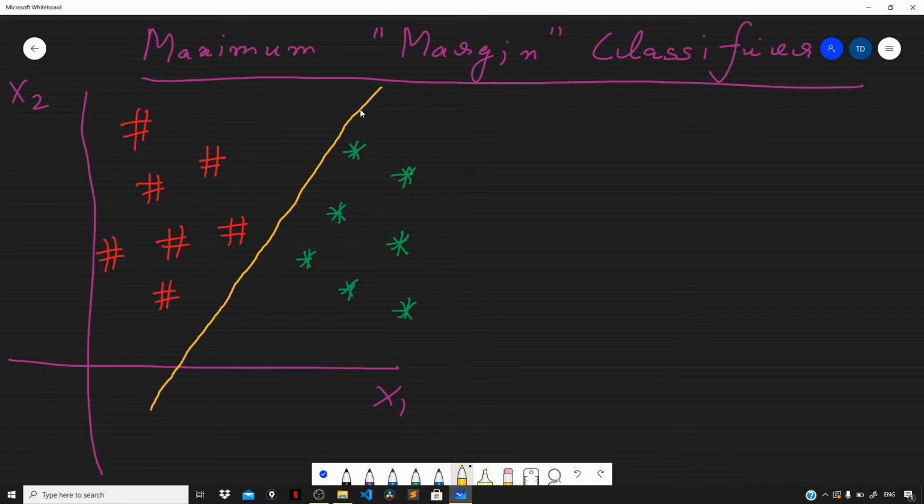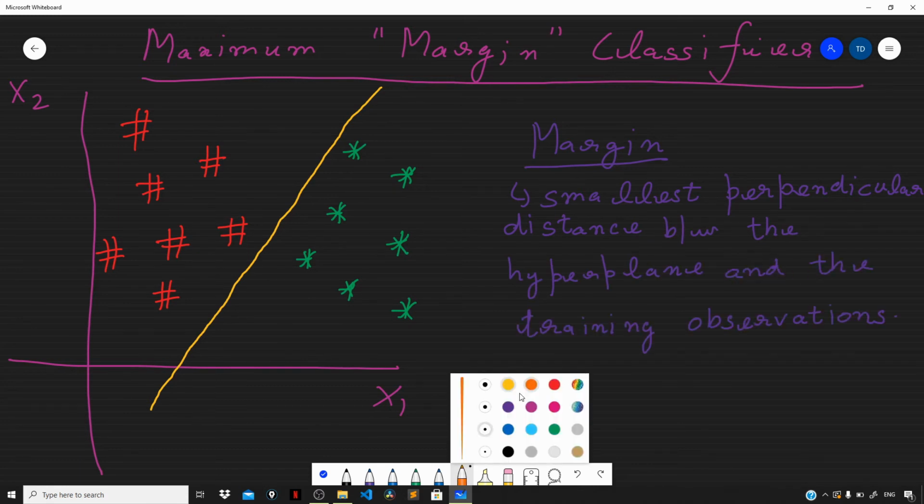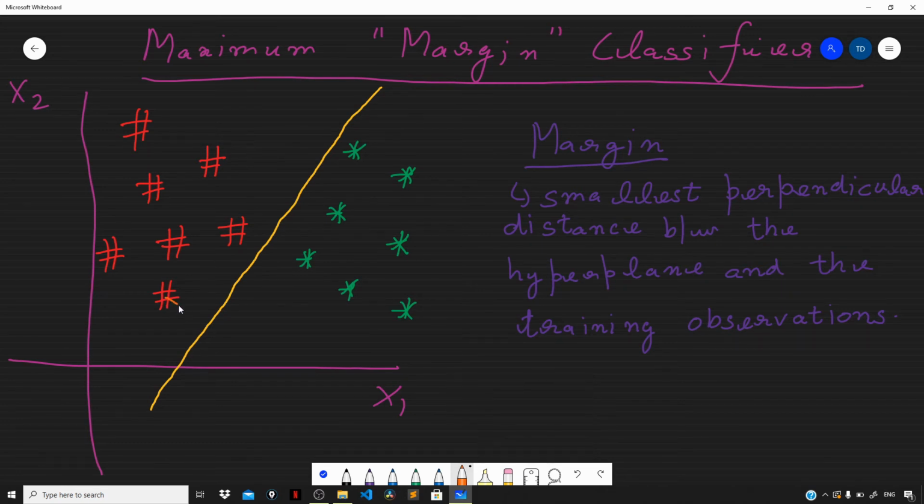So what is the margin here? Margin here simply means the smallest distance between the hyperplane and training observations. So let me write this down. Smallest perpendicular distance between the hyperplane and the training observations. Let us consider some of the points and drop a perpendicular from those points on the hyperplane. So this. Now this perpendicular is the margin, and this is at a right angle relative to the hyperplane.